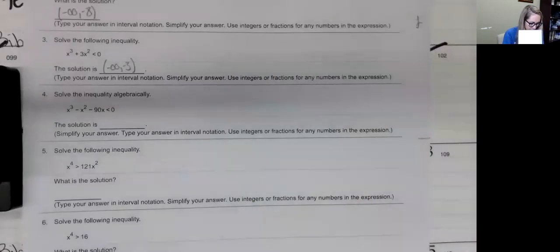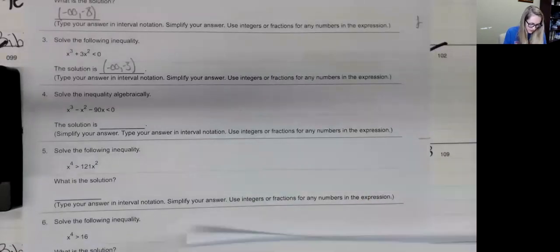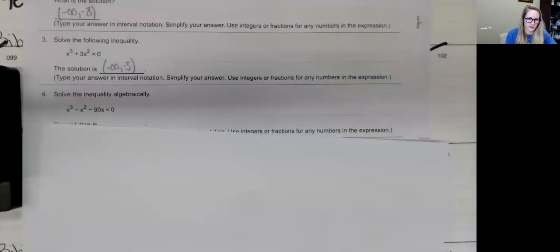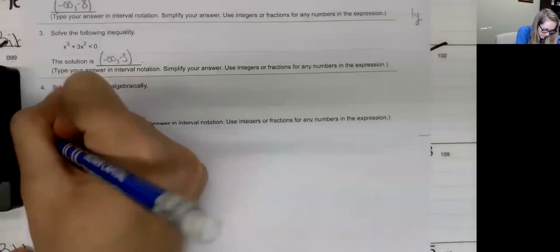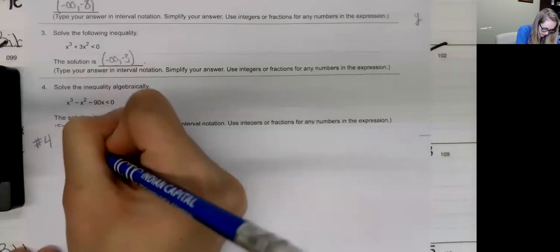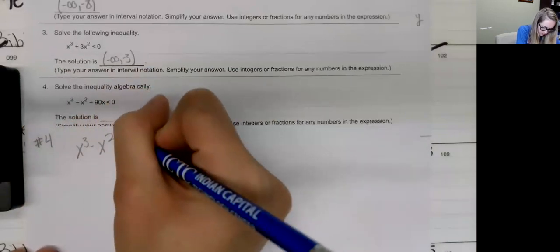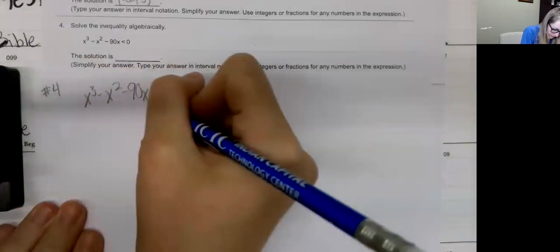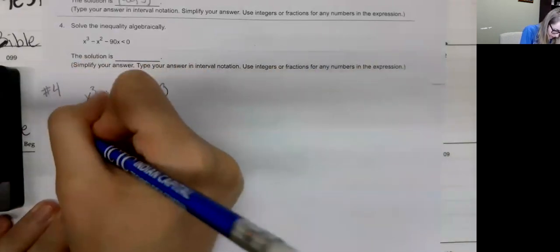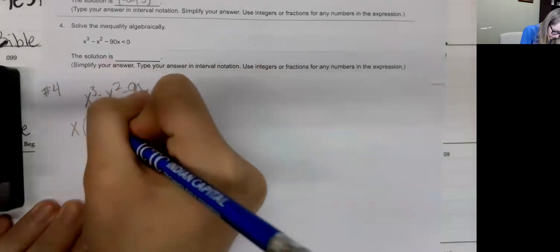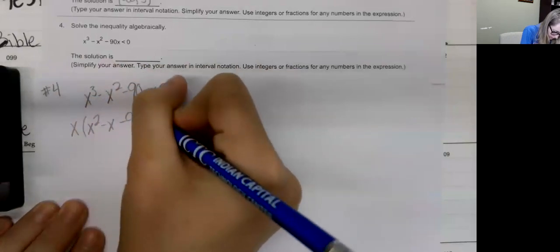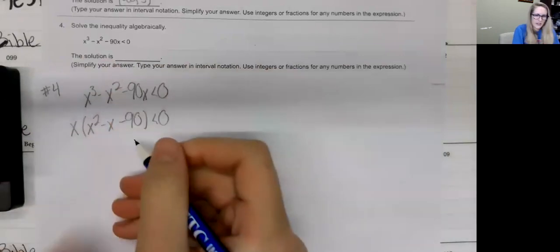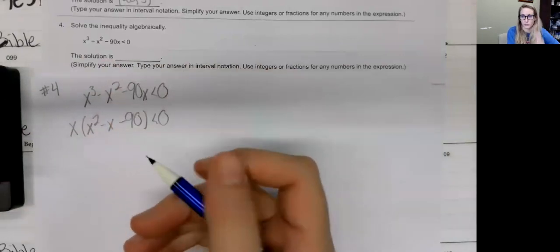All right, we have x cubed subtract x squared subtract 90x is less than 0. So our goal on this is to factor it and find the zeros. First thing I notice is there's an x with each term, so I can go ahead and factor out an x to get x squared subtract x subtract 90. Then factors of 90 that subtract to get 1 would be 10 and 9.